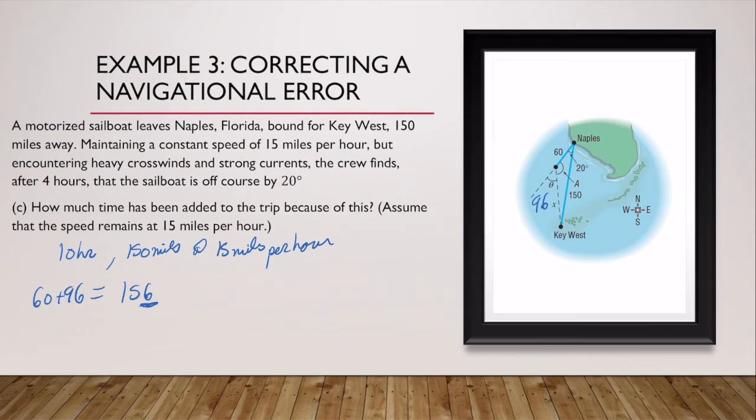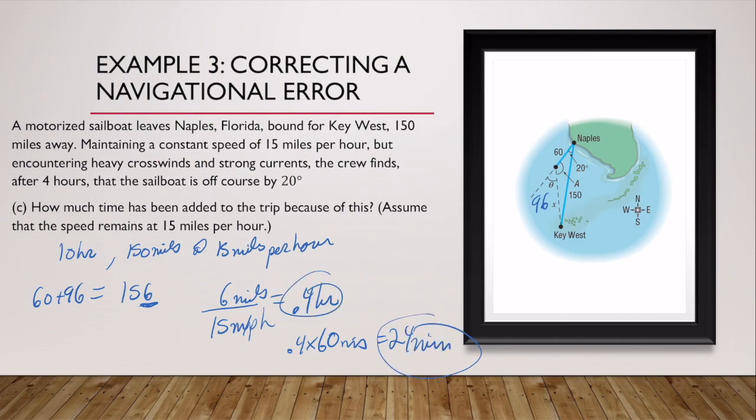So how long will it take us to go 6 miles? Well, 6 miles at 15 miles per hour is going to give me 0.4 hours. And if we take 0.4 times 60 minutes, that's going to give us 24 minutes. So 24 minutes, or 0.4 hours, was added to our trip.